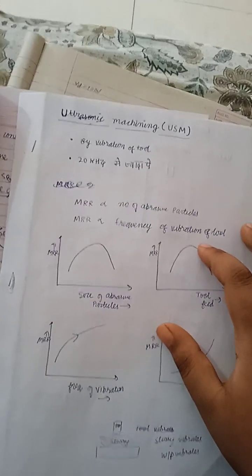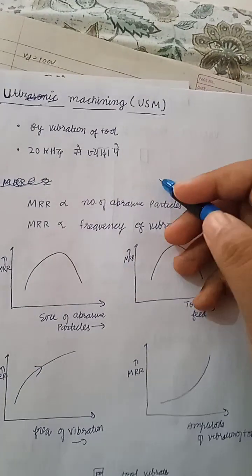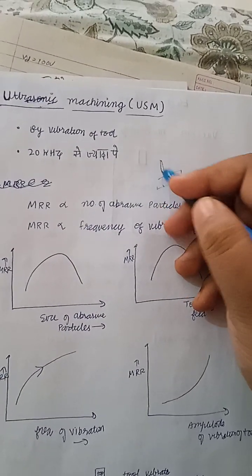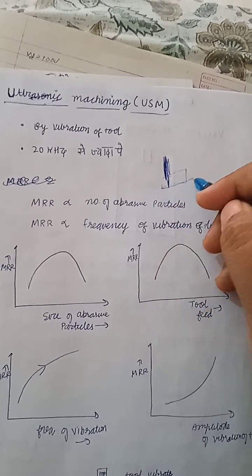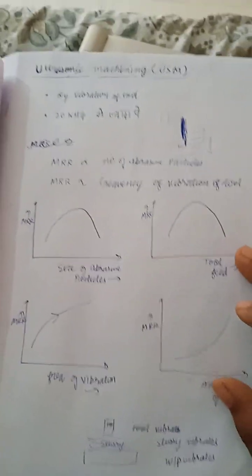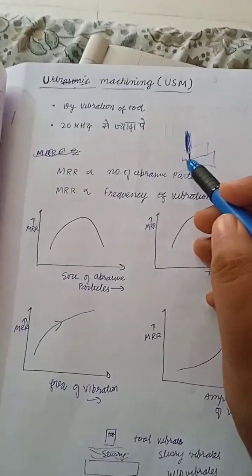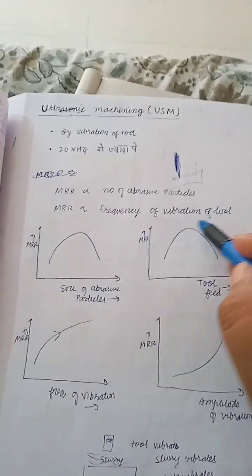This is ultrasonic machining. By vibration of tool, first tool vibrates, then there is a slurry which vibrates due to this vibration of tool, and as the slurry vibrates, the abrasive removes the material. This can be used for any type of material, maybe conductive, non-conductive, brittle, non-brittle, but most useful for brittle. MRR depends on number of abrasive particles in slurry, because slurry vibrates means abrasive particles vibrate and remove the material, and frequency of vibration of tool.